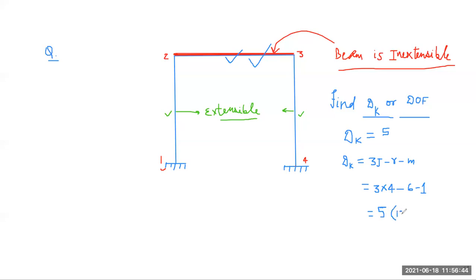12 minus 7. So basically we get our right answer as 5. So DK is equal to 5. Right answer. Now solve another question.